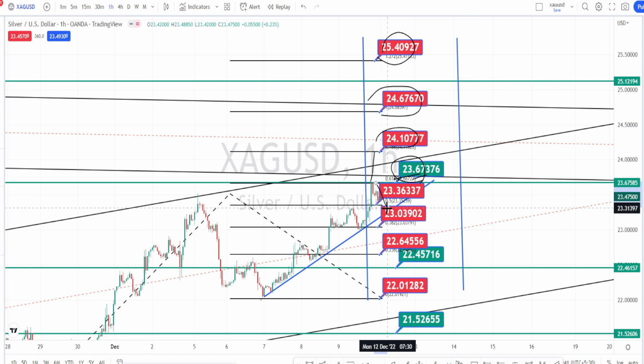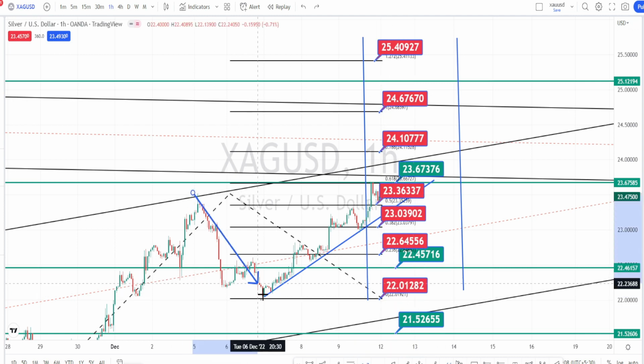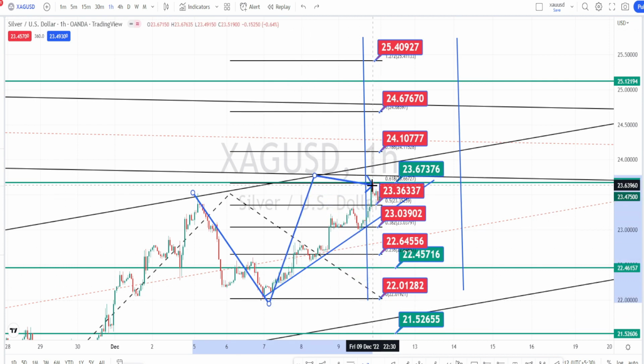And if the price action bounces back from this resistance level of 23.67, next level of support is going to be around 23.36, 23.03, 22.64, 22.45 and 22.01. Since the price action is trading within a range, we are seeing lots of support levels and lots of resistance levels within a narrow range.